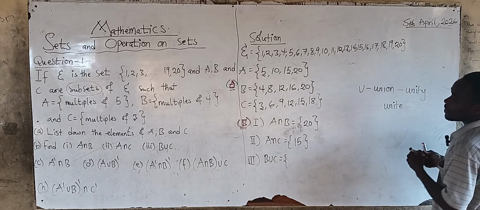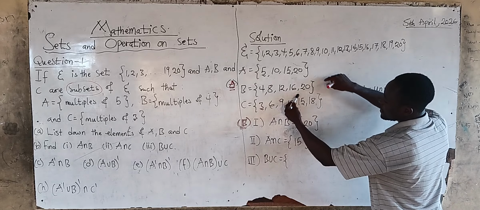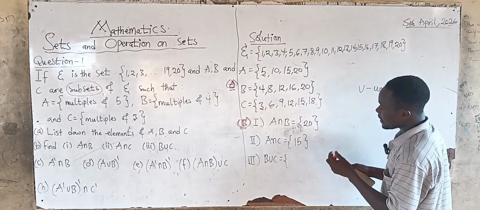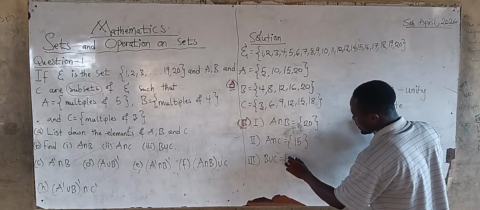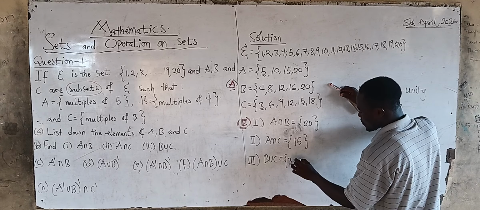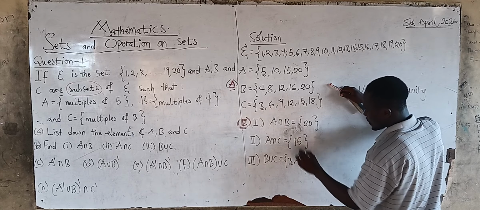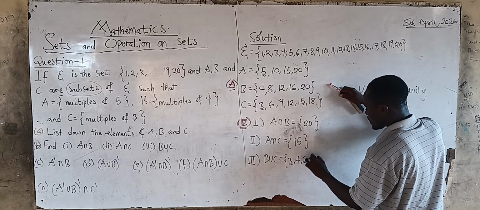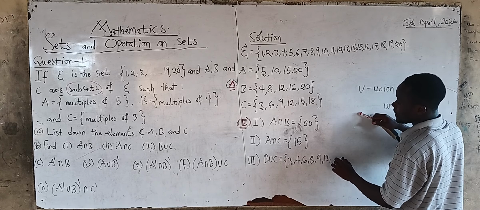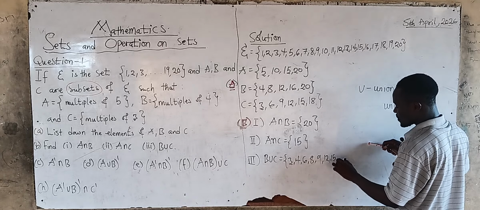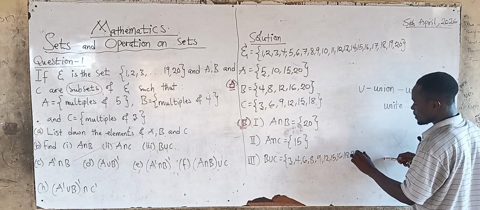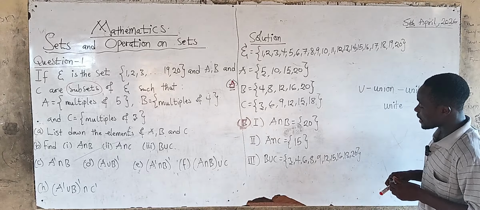So if I look at the elements of the set B, which is this, and the elements of the set C, which is this, arranging in ascending order, I am going to start with the least one, which is 3. From 3, I'll go to 4. Then the next least is 6. Then 8. The next one is 9. The next one is 12. The next one is 15. Then I have 16. Then I have 18. Then I have 20. So this then becomes the union.